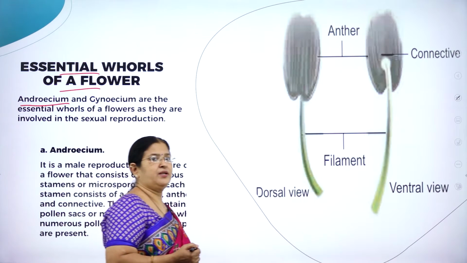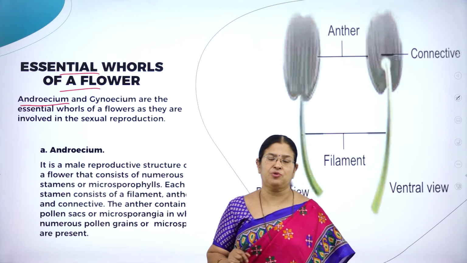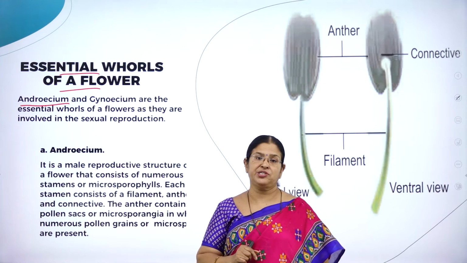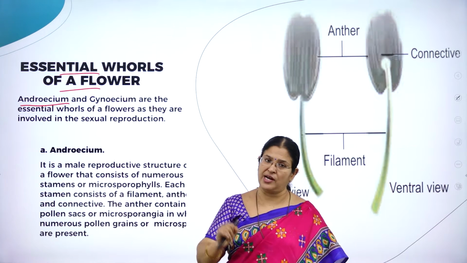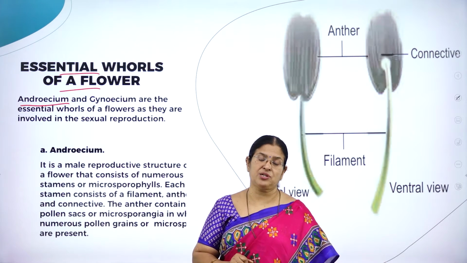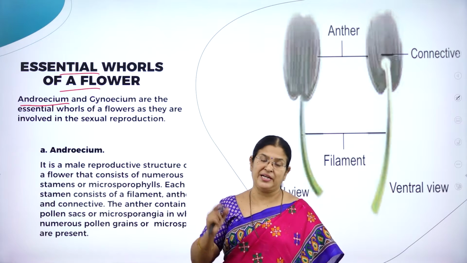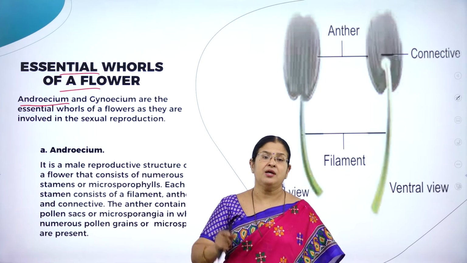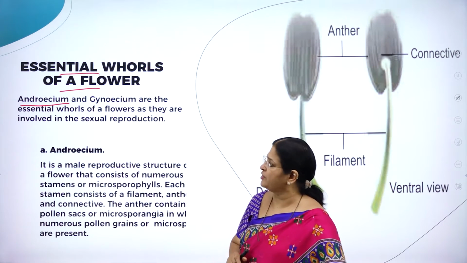Already I explained what are the 2 very important essential whorls of a flower. What are non-essential whorls of a flower? Calyx and corolla. Why are they called non-essential whorls? Because they don't take part directly in the process of reproduction, but indirectly help the process of reproduction.